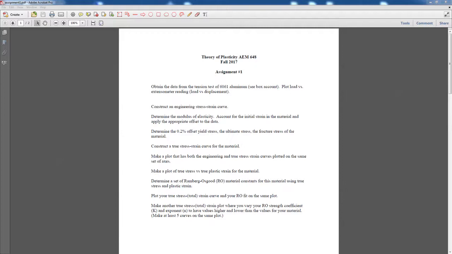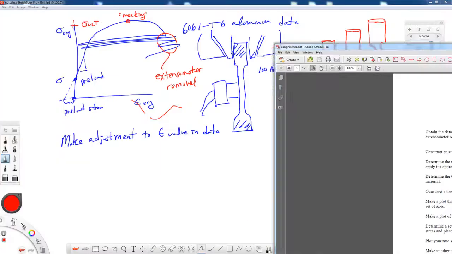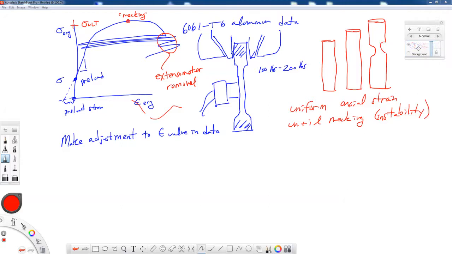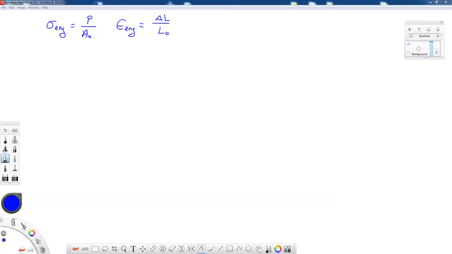Now we need to talk about the true stress and true strain at this point. Let me make a little bit of room, and I'll pull up a new page. Okay, so here's our definition of our engineering stress and strain: force divided by the original cross-sectional area, and the change in length divided by the initial length. Both the force and the change in length are instantaneous quantities as we do our test measurements. But let's talk about definitions of true stress and strain.